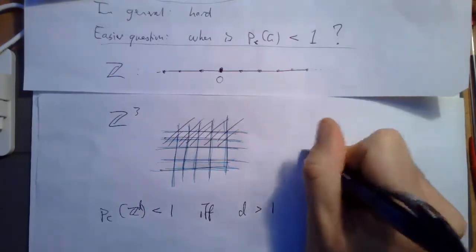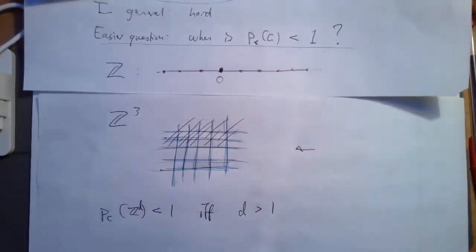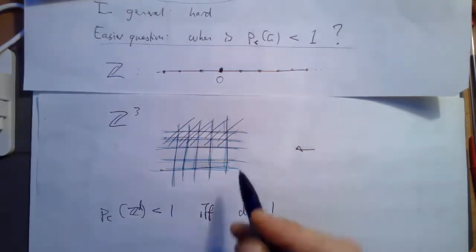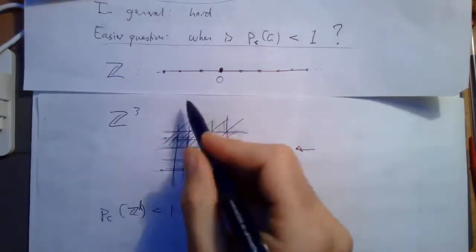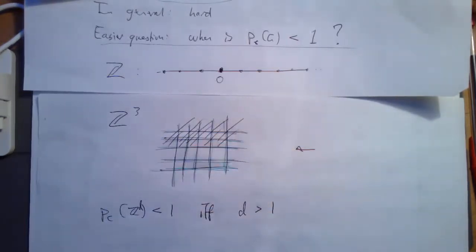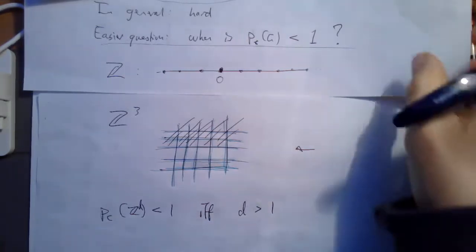And I'm spelling that out in detail, even though it's rather trivial, because that's an argument that's going to play an important role later, although I'll have to refine it a little bit. Okay, but basically trivial if you have this Z squared subgraph. And so what we know about Z squared is enough to tell us that p_c is less than one for Z cubed.